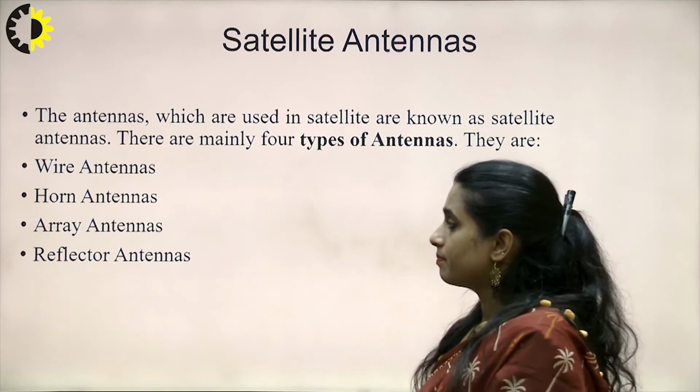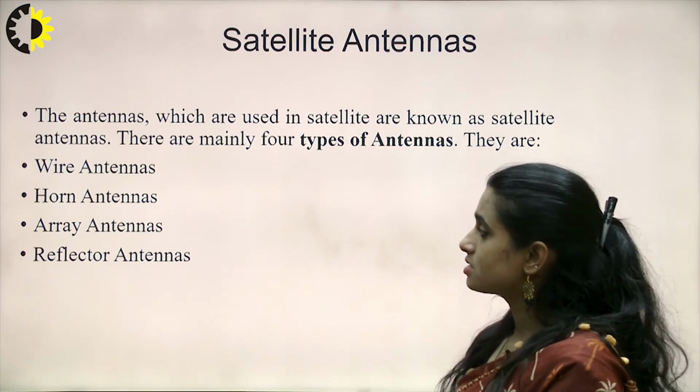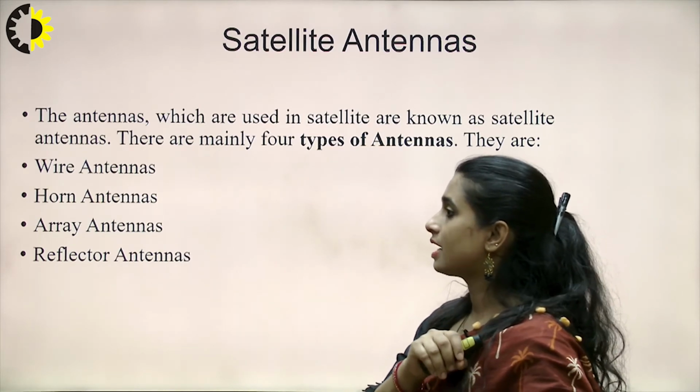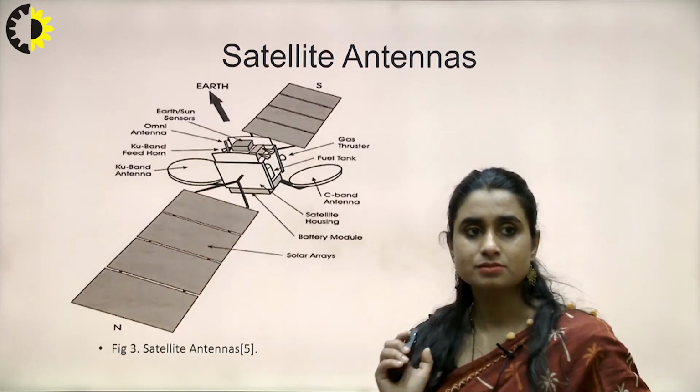So what are the common types of antennas that we use for satellite communication? We have wire antennas, horn antennas, array antennas, and reflector antennas. These are the basic kinds of antennas that we use for satellite communication, right?